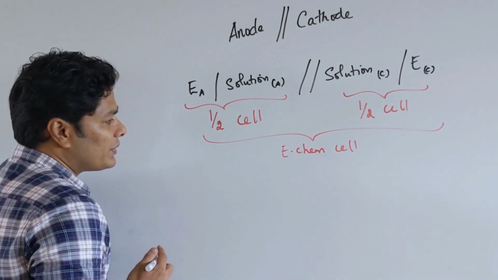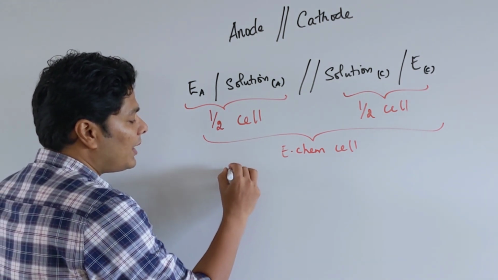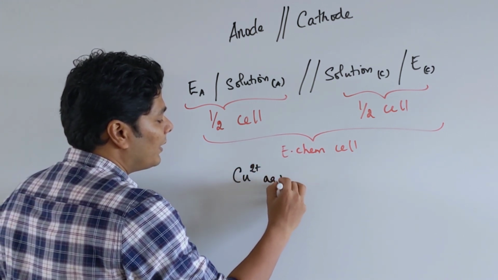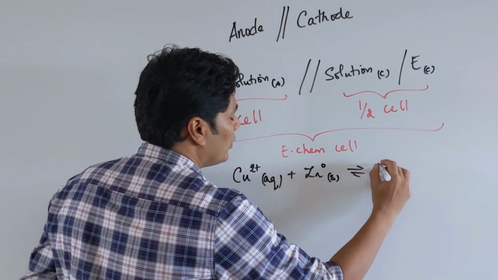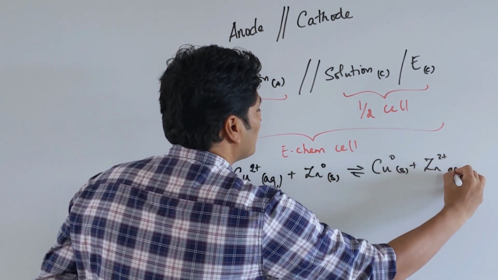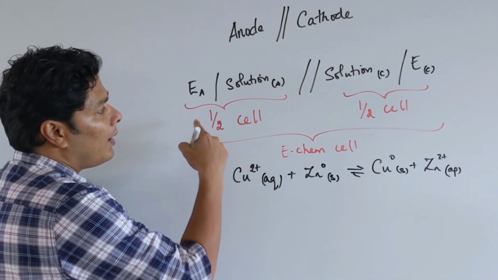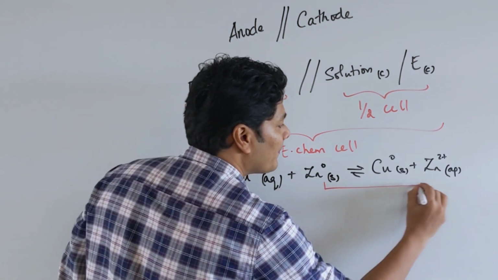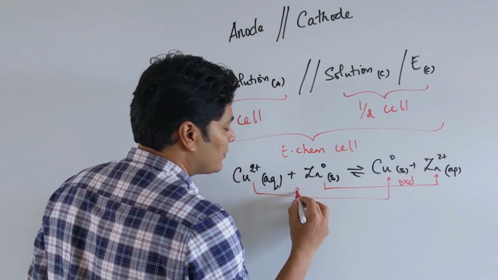Now how can you show this? For example, let's take the Daniell cell. The equation in the Daniell cell can be written as copper 2 plus aqueous reacts with zinc 0 solid to give you copper 0 solid plus zinc 2 plus aqueous. How this is shown in our cell notation is, you first want to figure out which is getting oxidized and which is getting reduced. My zinc is getting oxidized, my copper is getting reduced.